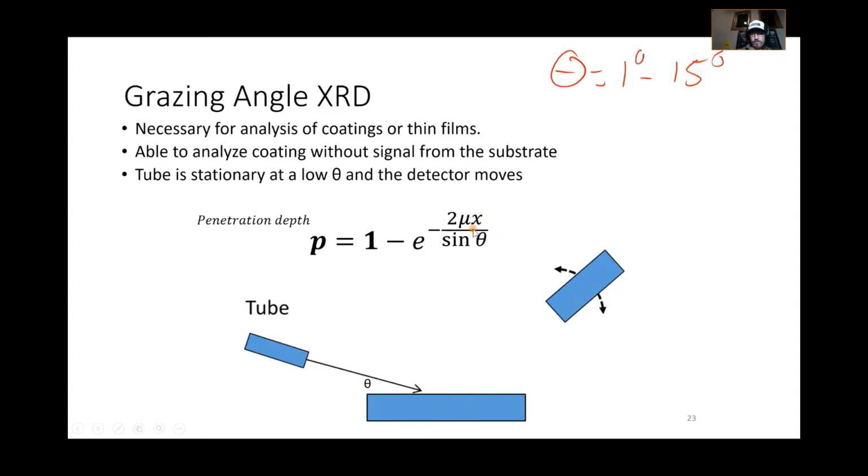Typically, these units would be centimeters. It all depends on what your linear absorption coefficient data is given in. Then sine theta. And in this case, theta is theta because it's actually the emitter angle. Okay, so we're not dealing with this 2 theta business. We're looking at the emitter in this context.